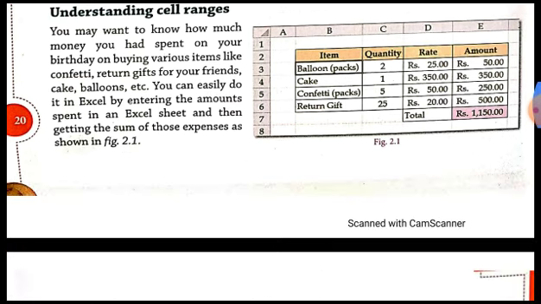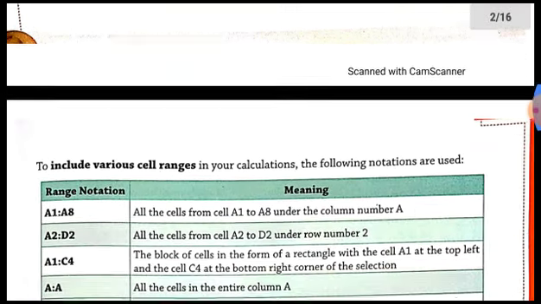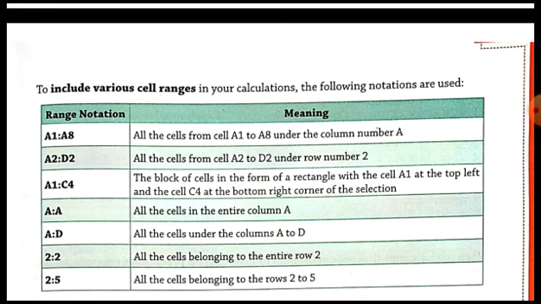Cell ranges allow us to work on the data in a group of cells, taking them all at once. So we don't have to specify the names of all the cells for accessing them in our calculations. By using a cell range, we can specify the range and access all those cells together in our formulas or calculations. Let's understand that better. To include cell ranges in your calculations, what notations are we using here? Have you understood what a cell range is? A cell range is a group of contiguous cells, and these cells are in a specific order or sequence.